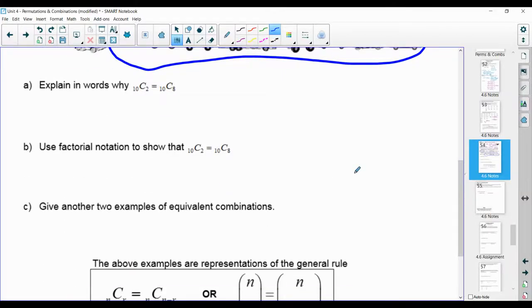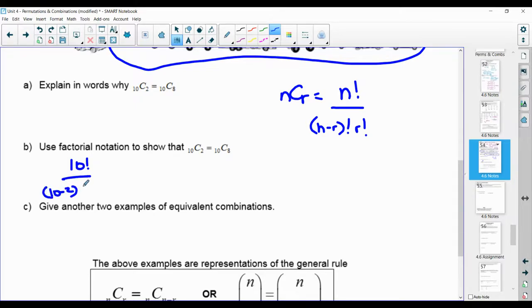So if we use factorial notation, remembering that our formula for nCr is n factorial over n minus r factorial times r factorial. If I want to write this out in factorial notation, 10 choose 2 would be 10 factorial all over 10 minus 2 factorial times 2 factorial, which reduces to 10 factorial over 8 factorial times 2 factorial.